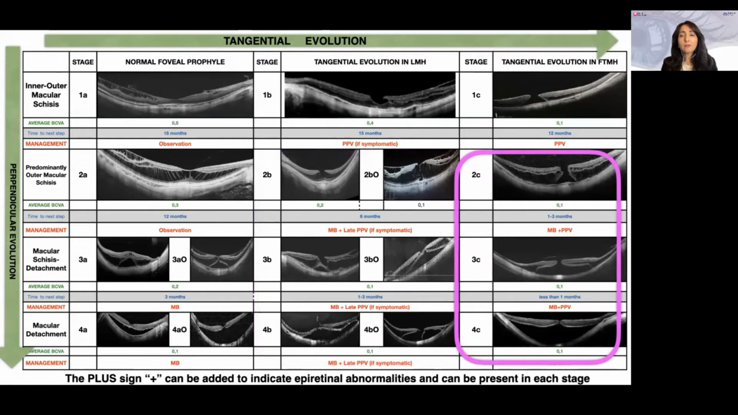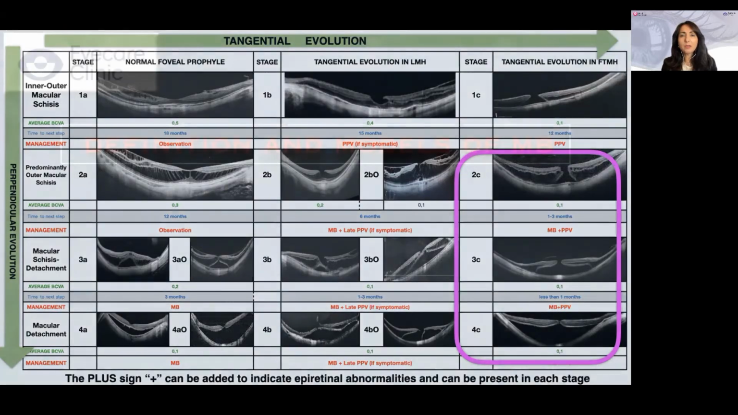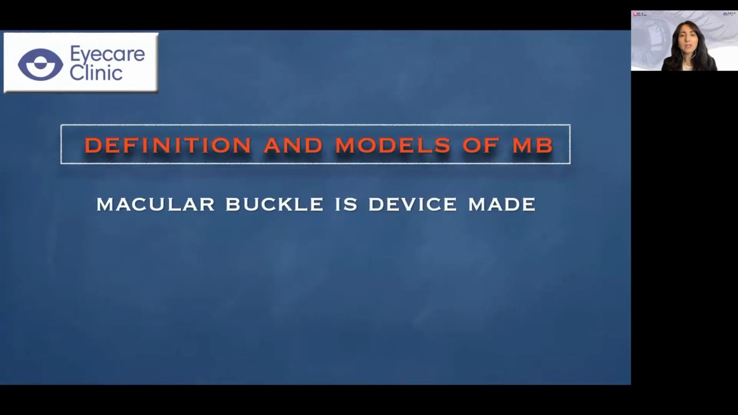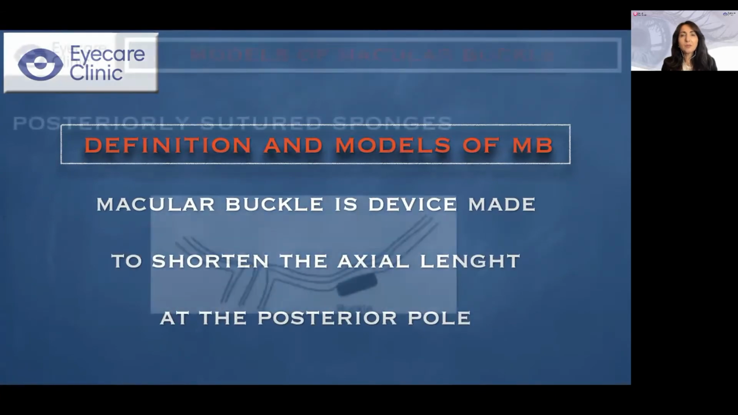When there is a full thickness macular hole and the schisis or detachment, you can combine a macular buckle and pars plana vitrectomy. What is a macular buckle? A macular buckle is a device made to shorten the axial length at the posterior pole.